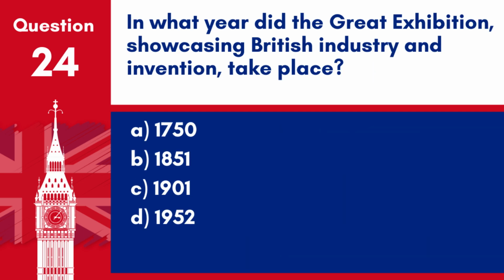Question 24. In what year did the Great Exhibition, showcasing British industry and invention, take place? A. 1750. B. 1851. C. 1901. D. 1952. Answer: B. 1851. The Great Exhibition took place in 1851, showcasing the height of British industry and invention.